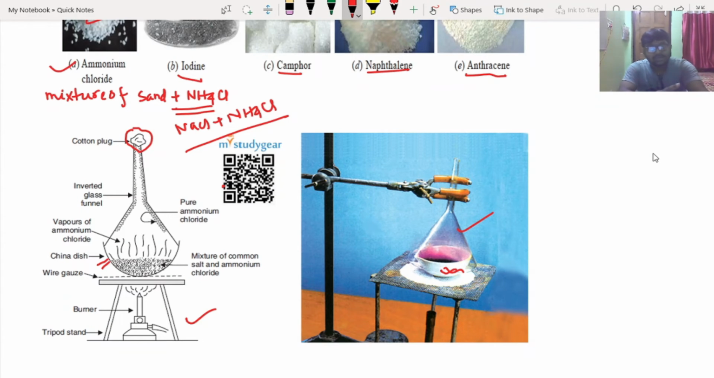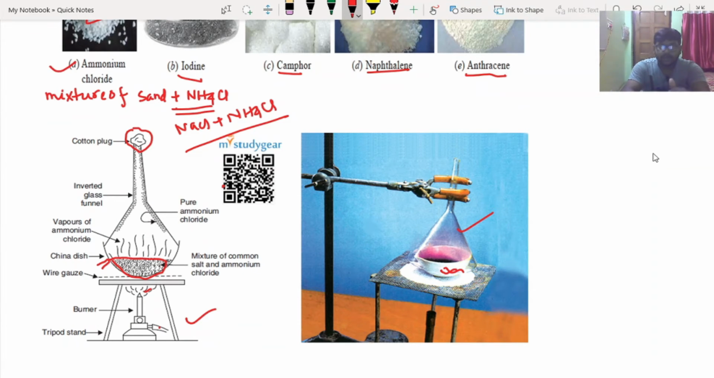Why is the cotton plug kept over here? To stop the removal of ammonium chloride, right? So what happens? We have got a burner by which we heat the mixture. Now if you observe closely, here there is a mixture of ammonium chloride and sand, right?